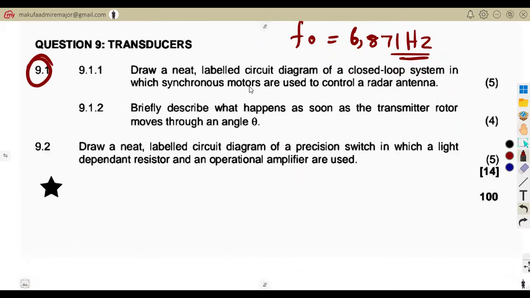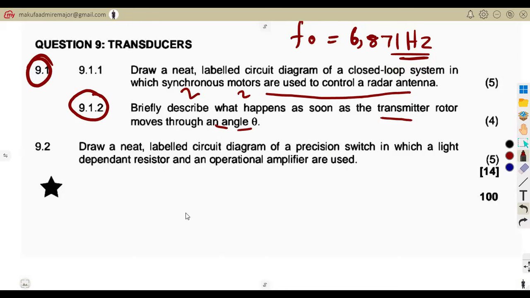9.1, draw a neat labeled circuit diagram for a closed loop system in which synchronous motors are used to control a radar antenna. A closed loop system. And after that, they want you to briefly describe what happens as soon as the transmitter rotor moves through an angle theta from the same diagram that you are given there. What is going to happen?